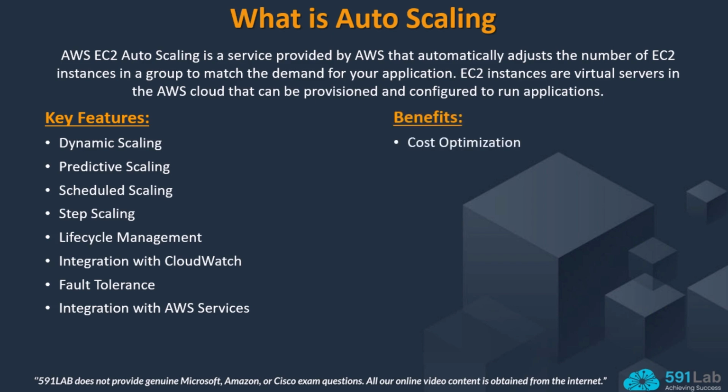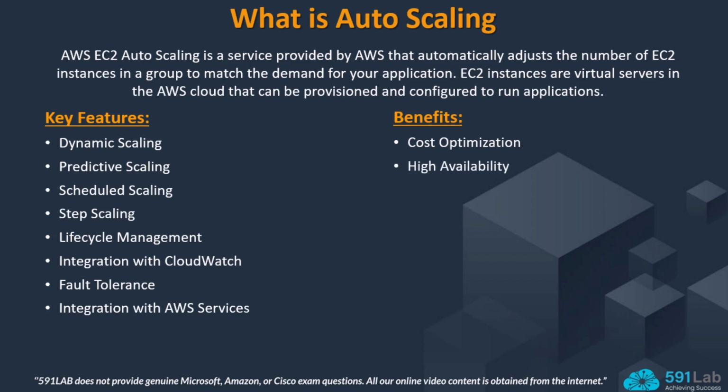The benefits of Amazon EC2 autoscaling are numerous, contributing to improved efficiency, reliability, and cost-effectiveness in managing EC2 instances. Cost optimization reduces costs by automatically scaling resources based on demand, allowing you to provision the right amount of resources at the right time and avoid over-provisioning.